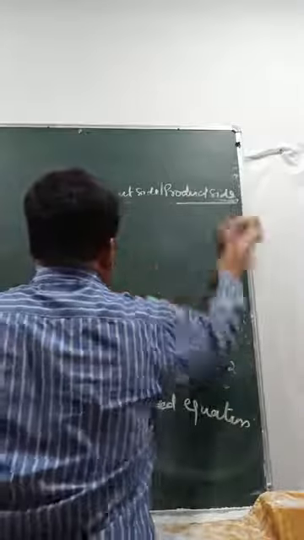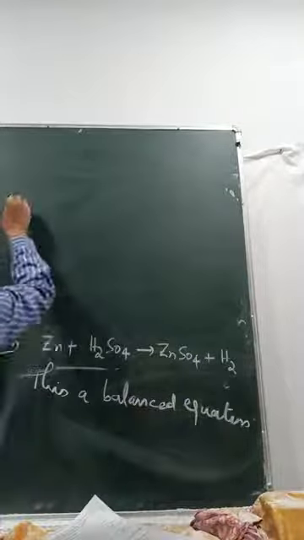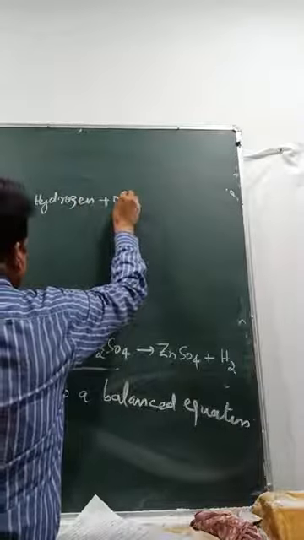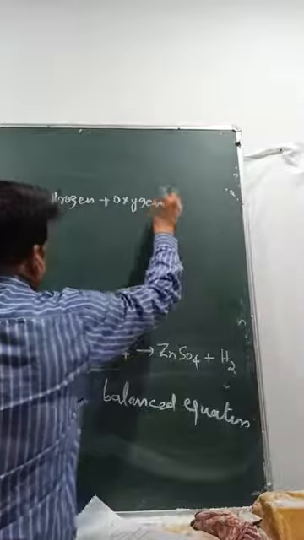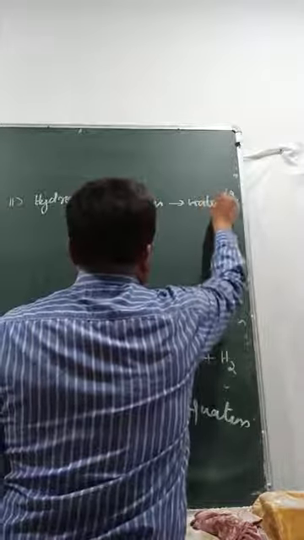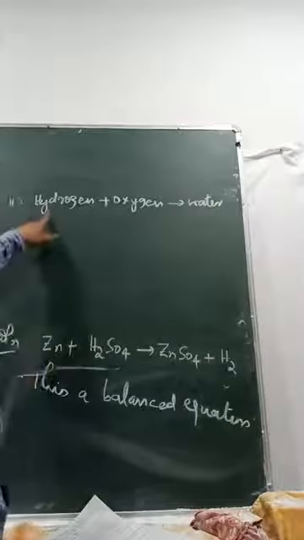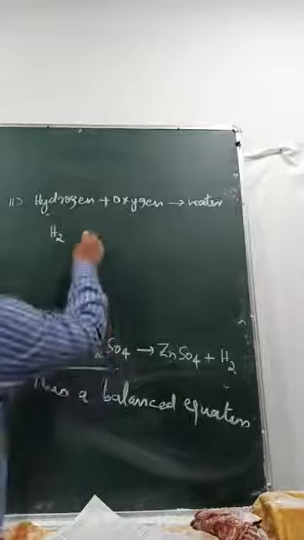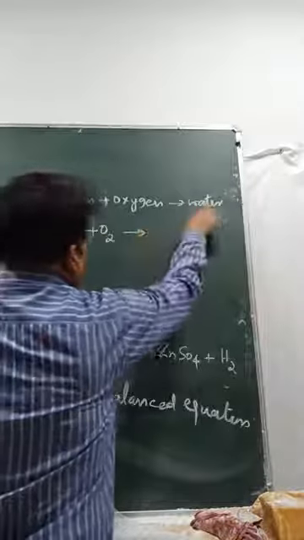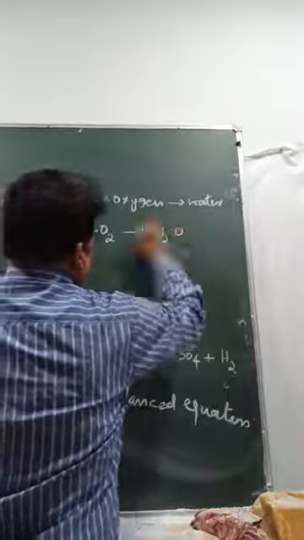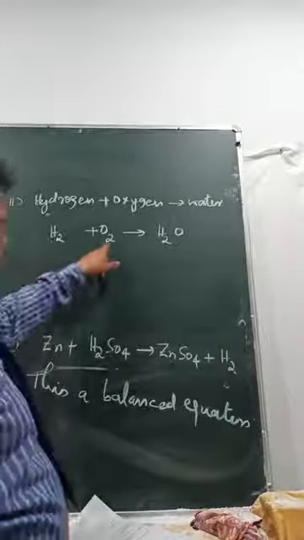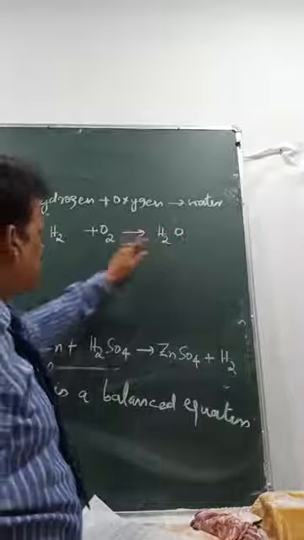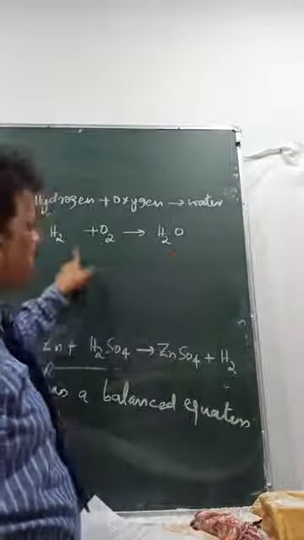Or if I write one more example: hydrogen plus oxygen gives you water. Gases will be written in the molecular form, that is H2, then oxygen O2, and the chemical formula of water is H2O. Here you find on the reactant side hydrogen is balanced, but oxygen is not balanced. So this is not a balanced equation.